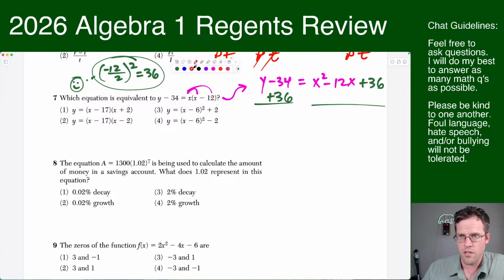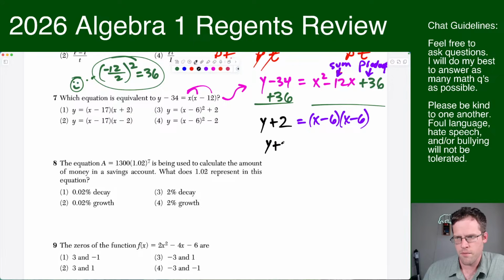The reason they call it completing the square is that this turns into what we call a perfect square trinomial. So I look for two numbers that have a sum of negative 12 and a product of 36, and we factor this. Then we get x minus 6 times x minus 6. And on the left side, we get y plus 2. So y plus 2 equals x minus 6 times itself, which is x minus 6 squared.